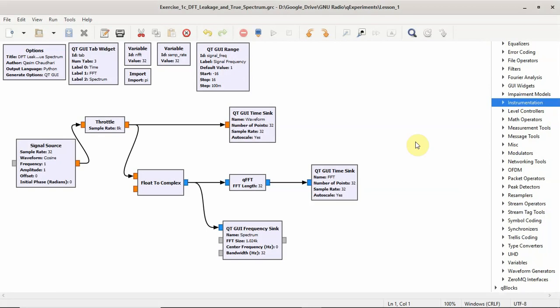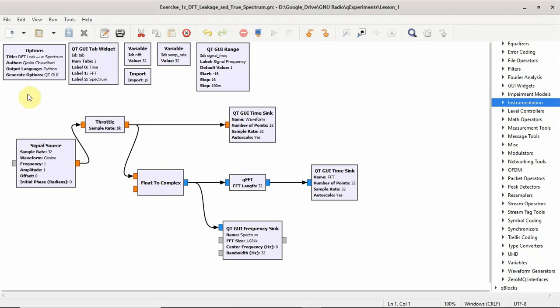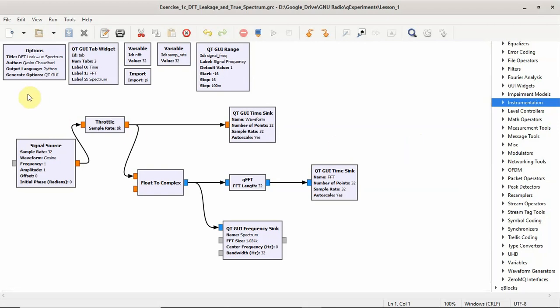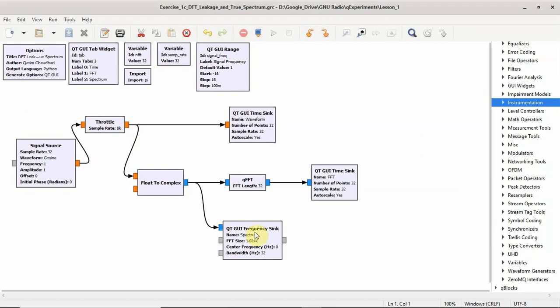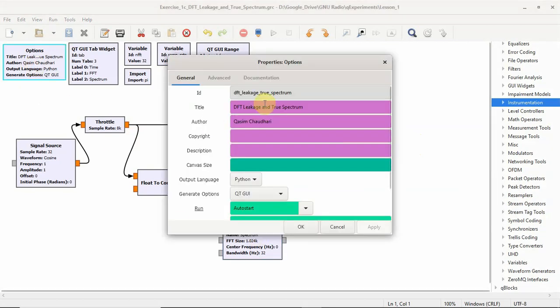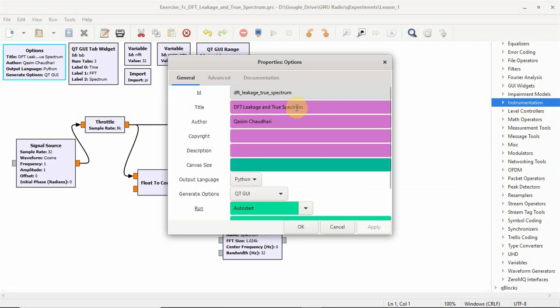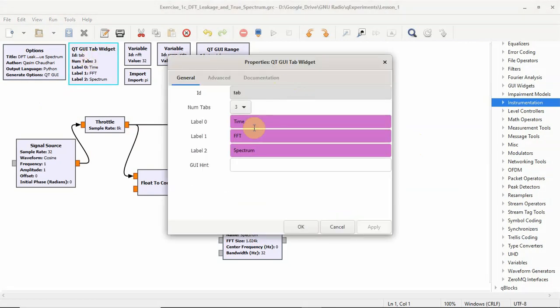In the previous flow graph, we introduced the frequency domain and saw the spectral representations of a cosine and a sine. Now what we do here is something really interesting. We take the next step to see what the actual QT GUI frequency sink represents. Start with the title, DFT leakage and true spectrum, and the tab widget basically collects the time, FFT and spectrum. I will explain what these mean under each tab.